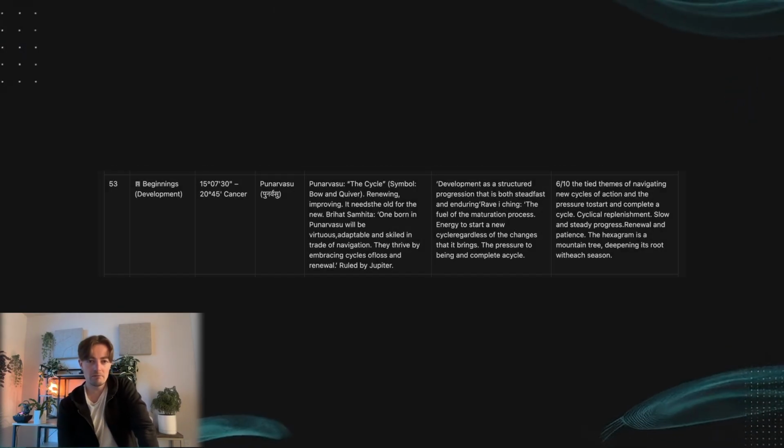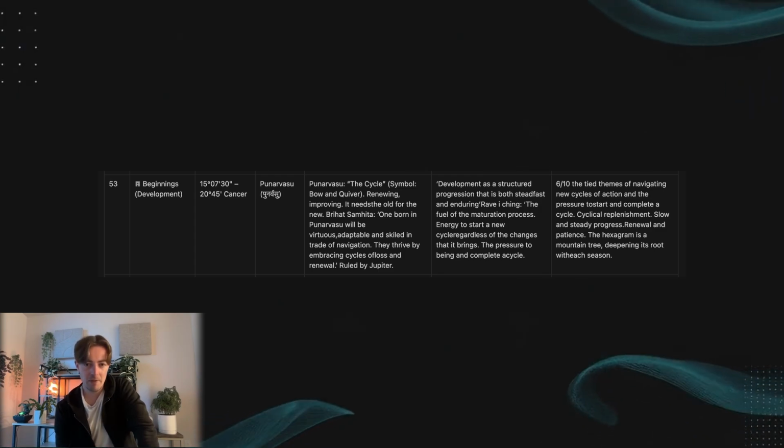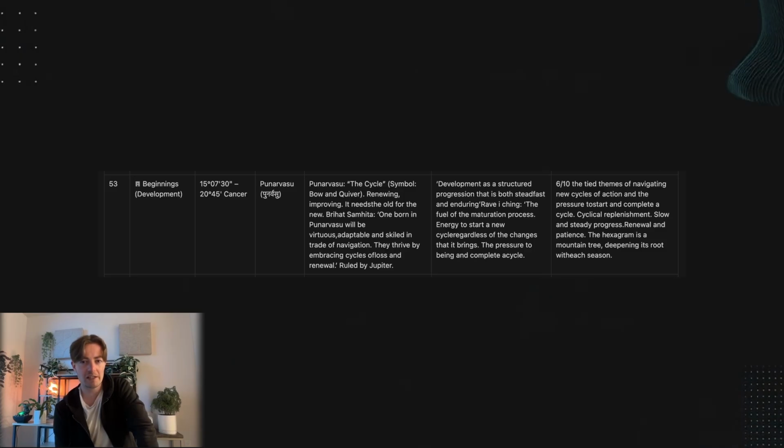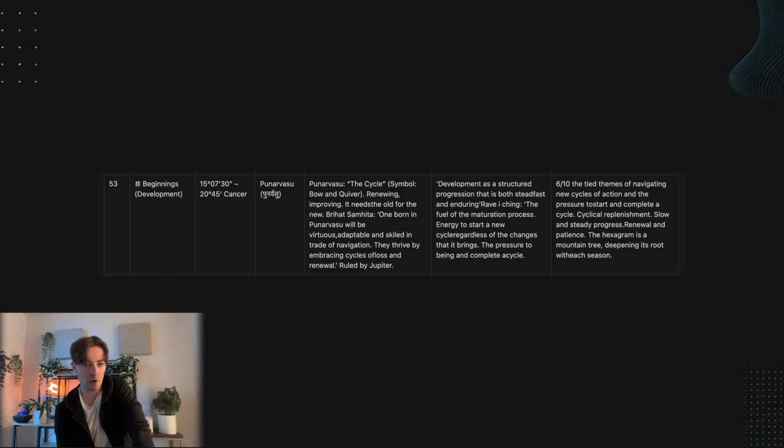Gate 53, beginnings, the gate of development. This runs from about 15 degrees to 20 degrees of Cancer. It's in the Punarvasu Nakshatra, which is the cycle, renewing and improving. One born in Punarvasu will be virtuous, adaptable, and skilled in trade and navigation. They will thrive by embracing cycles of loss and renewal.